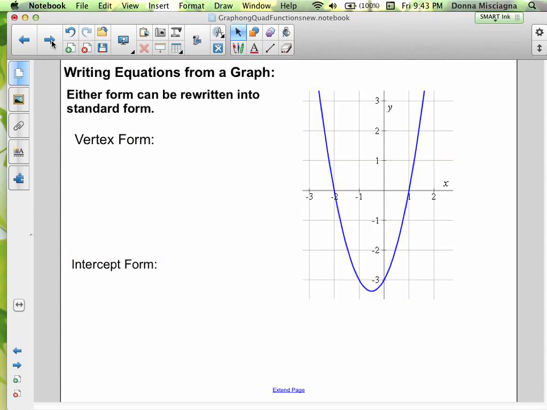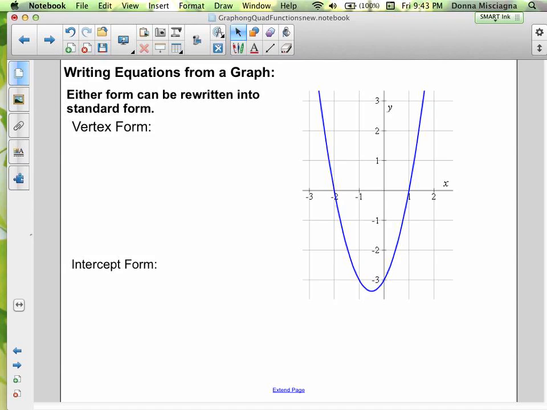Let's take a look at this one. I think this is our last one. So we're going to write the equation in vertex form and intercept form. And just to show you how to write it in standard form, we're going to convert the vertex form and the intercept form to standard form. And we should get the very same equation in standard form, because the vertex and the intercept are just describing the same graph. And when we simplify them, they'll give us the exact same equation in standard form.